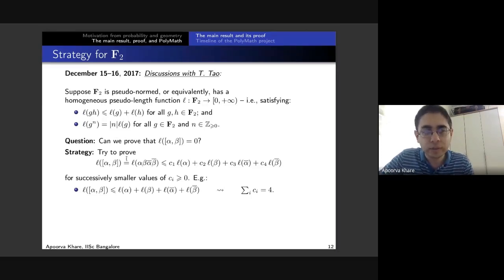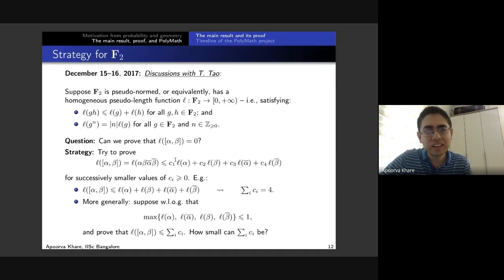So first of all, here is one obvious thing. By the triangle inequality, or the subadditivity, this is less than the length of alpha plus the length of beta plus the length of alpha bar plus the length of beta bar, right? Because this word itself is a product. That means I can use 1 plus 1 plus 1 plus 1. So I get a sum of 4. I want to go down from 4 to 0, remember. It's going to get more and more challenging, as I will show you.